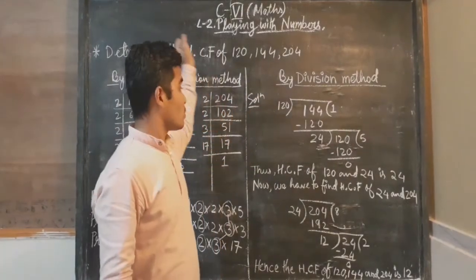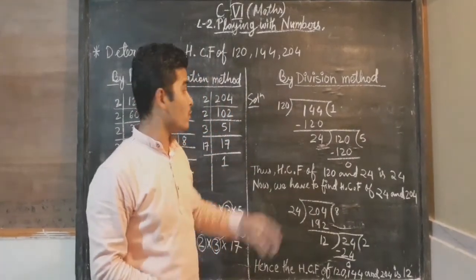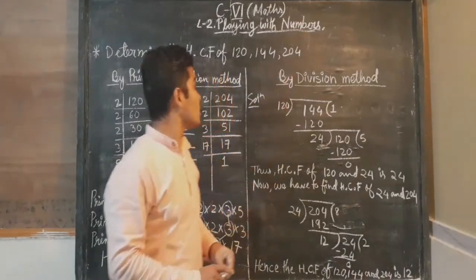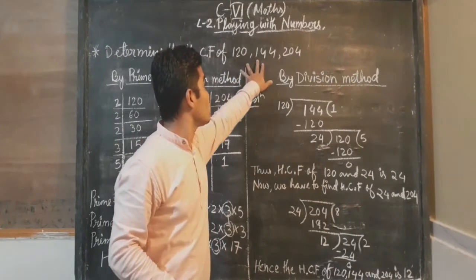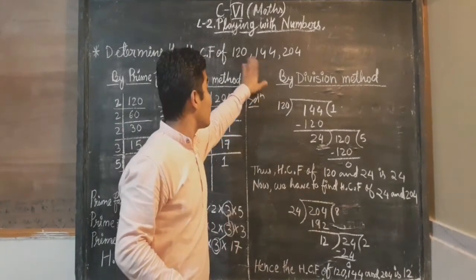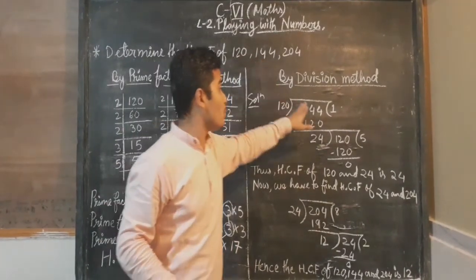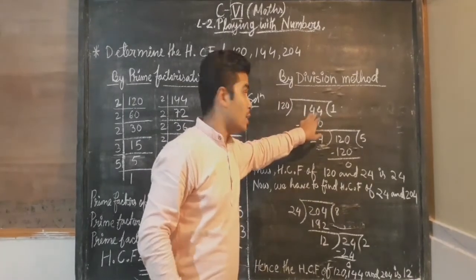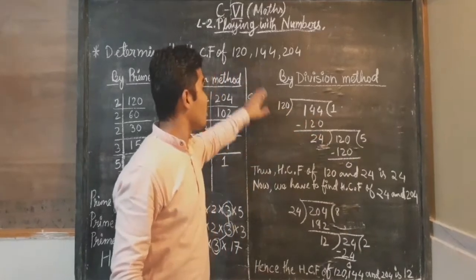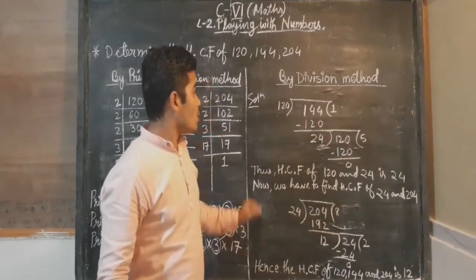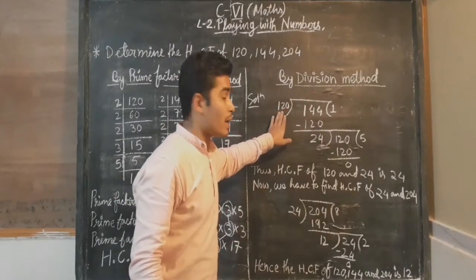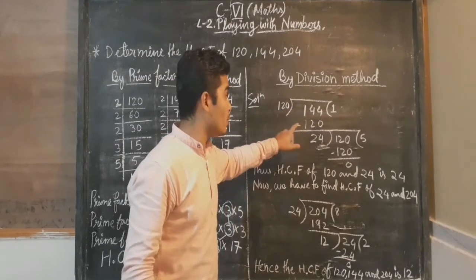You can see. So first of all, what should we do to find HCF by the division method? From these three numbers, we have to consider any two numbers first, and from those two numbers, the one which is greater, we will put inside. We will consider that number as the dividend, and the other number will be the divisor. So after arranging the numbers like this, we have to divide as we do before.